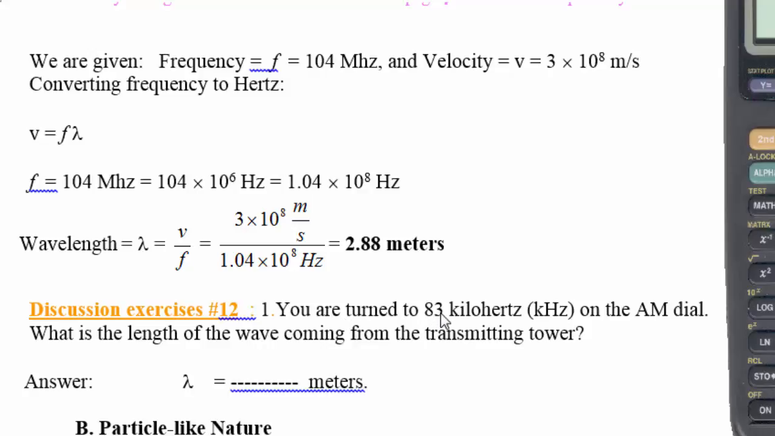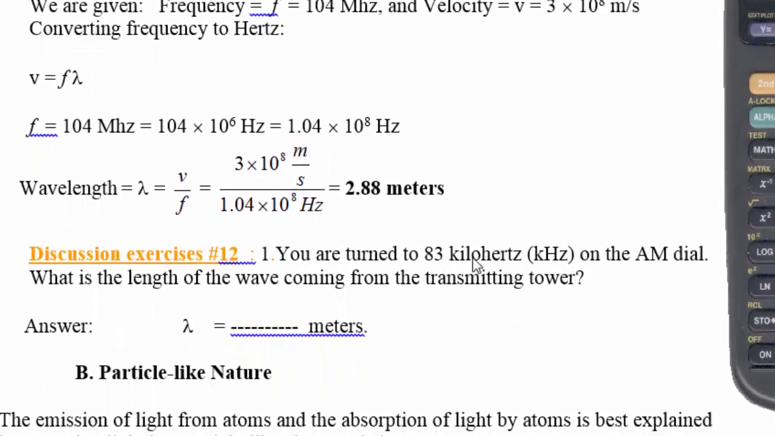Notice here that you are given the frequency of an AM dial, and again AM is a radio wave, so it has the speed of light, which is 3 times 10 to the power 8 meters per second, and you are given the frequency in kilohertz. So again, you have to convert it to hertz. So you'll be dividing the speed of light by 83,000 hertz, and this will yield the wavelength.